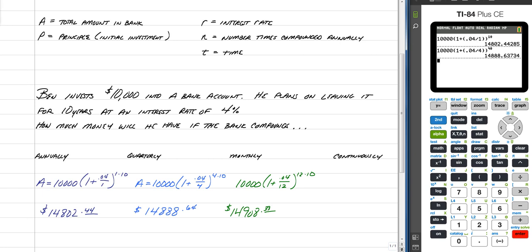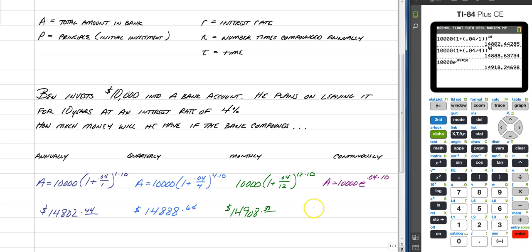So what happens if we are always compounding every fraction of a second? Now you have to use the P e to the r t. So the amount is equal to still your initial investment, but now we're going to multiply it by e raised to the rt. So our rate times the number of years, which is 10. So now we're just going to type 10,000 times natural log e raised to the 0.04 times 10.